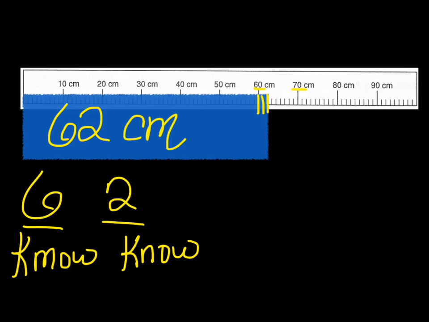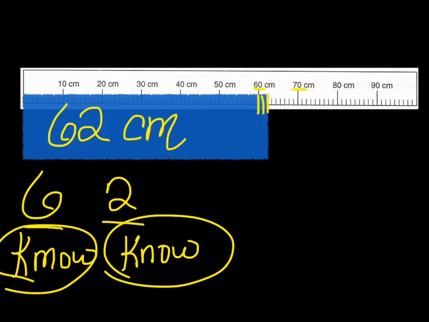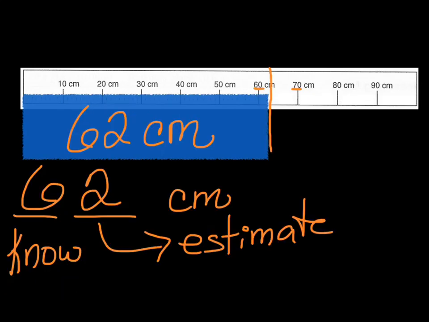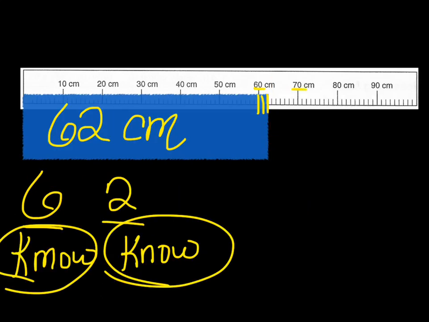How confident do I feel about this measurement? Well, this time I know the 60 and I know the 2. I know it's 62 centimeters. So I likely feel much more confident about this measurement than I did about the first one, where I knew it was 60 and I estimated the 2. So I think it's 62 centimeters.